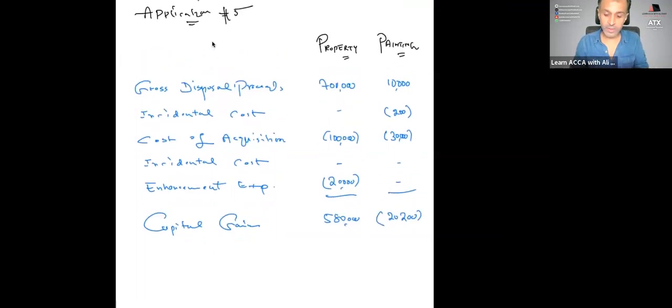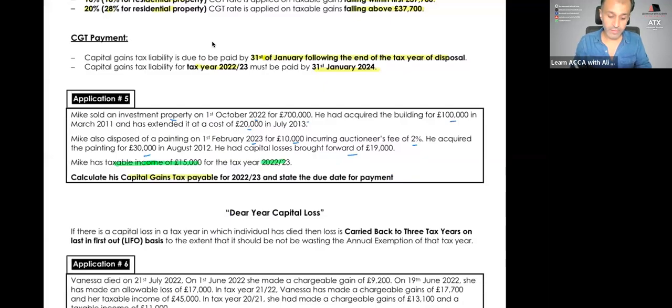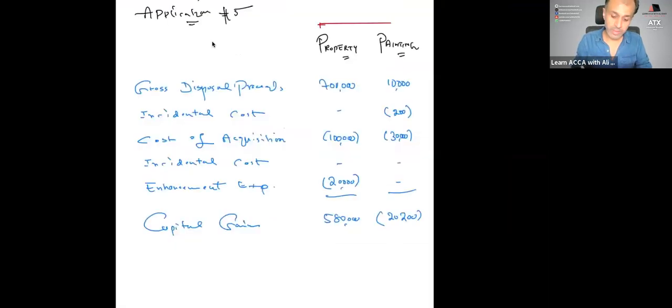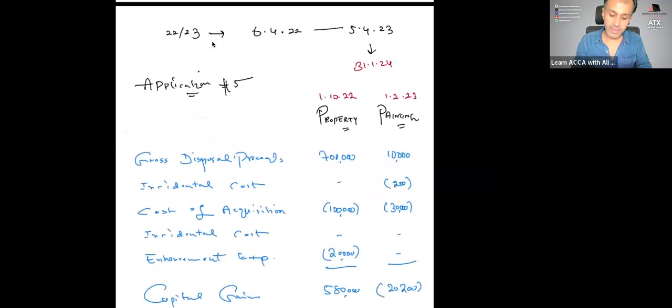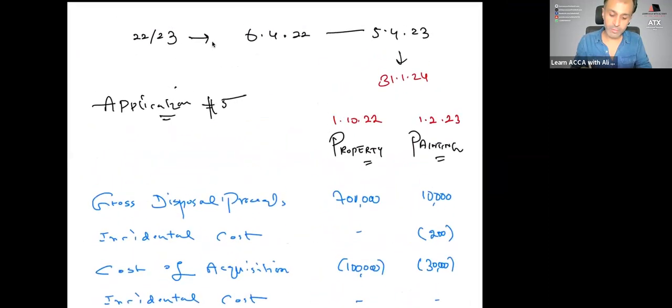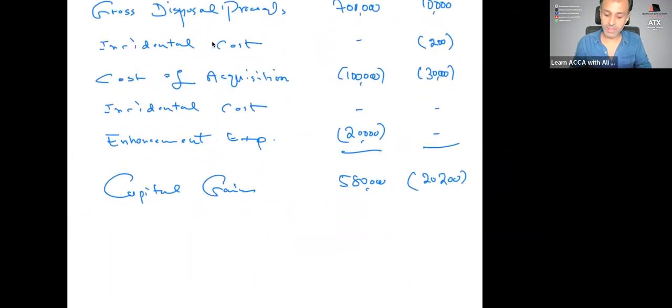And which tax year does that disposal of painting belong to? Very important to notice these. The property was disposed on the 1st of October. Then the painting was disposed on the 1st of Feb 2023. And luckily, both belong to the same tax year. Yeah, this definitely falls into this tax year, and this definitely falls into this tax year. So both belong to the same tax year.